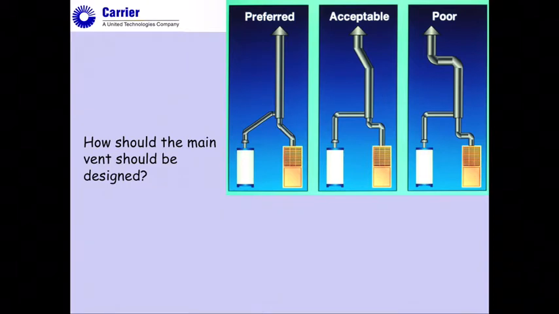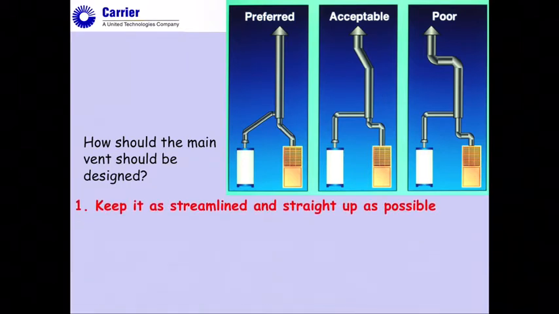All right. So how should the main vent be designed? So let's take a look at some of these. In the pictures, you can kind of see what's preferred, what's acceptable, and what's poor. In this case, keep it as streamlined as you can. Make it as best as you can. If you have to have an offset, and this is fairly typical, you almost always have to have that. But if you have to have some sort of a venting offset that's shown here, sometimes you just can't get away from that. That is acceptable. Using 90s would be really not preferred if you can help it. So as you can kind of tell, you'd rather have the 45s than the 90s.